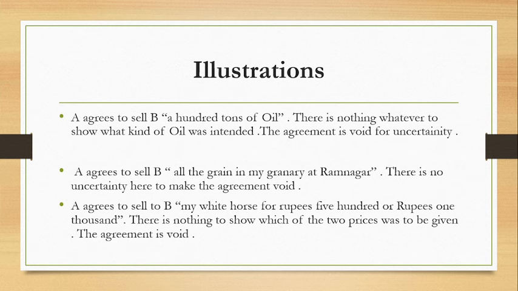A agrees to sell B all the grain in my granary at Ramnagar. Here all grain. So whatever wheat, pulse, cereals, whatever, all come under the category of all. So this is fixed. So there is no uncertainty. So agreement is not void. Third, A agrees to sell to B my white horse for rupees 500 or rupees 1000. Here, the statement is dubious. At one time he is saying 500, at one time he is saying 1000. So there is nothing to show which of two prices was to be given. The agreement is void.